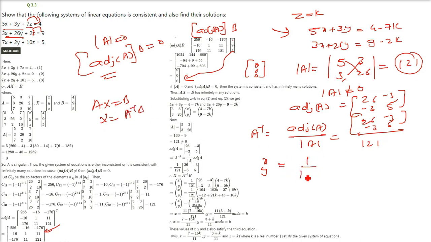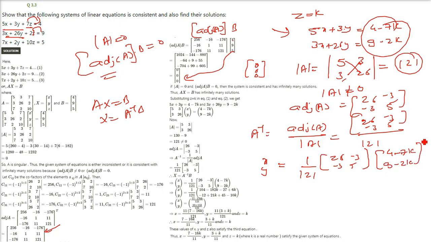So this is 1 by 121, [26, -3, 5]. And now you have to multiply it with [4 - 7k, 9 - 2k], because these two are the constant values, our B matrix. Now when you solve this, you will get x and y in terms of k, because you have assumed z to be k.